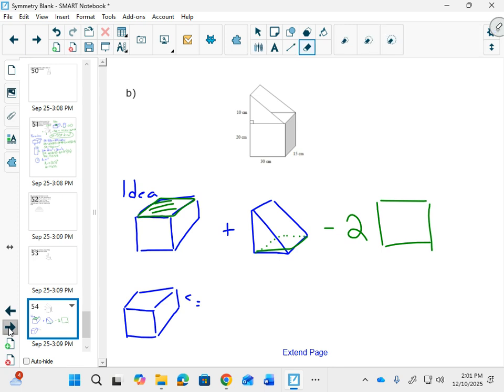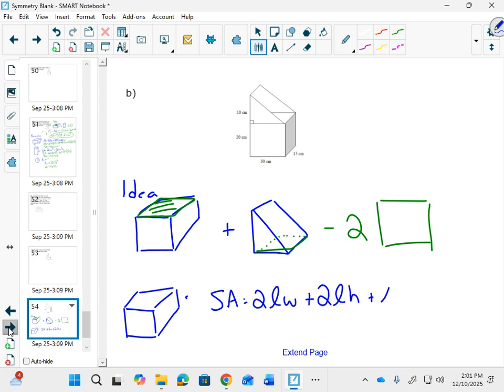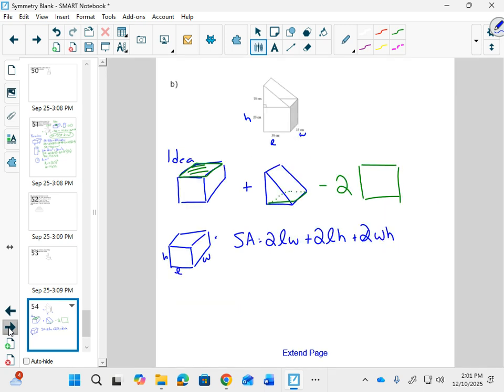I've got my surface area formula for it from before: 2LW plus 2LH plus 2WH. And this is length, this is width, this is height. Do I know each of those numbers? Length, width, height. Yes, things are good. But I'm going to just start by writing out my formulas.